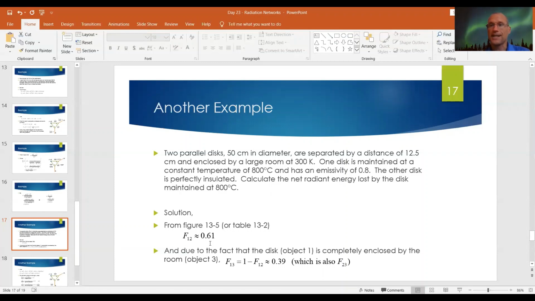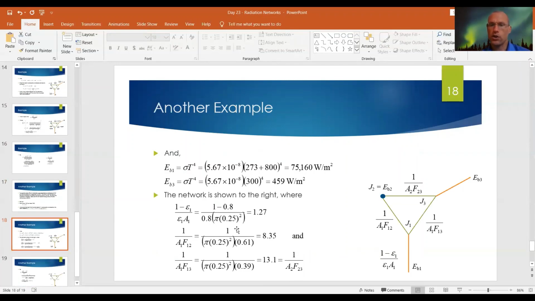Also, just like the last example, a very large room that's basically around both discs. So the discs are either going to hit each other or they're going to hit the rest of the room. Whatever they don't hit from each other is the rest of the room. So F13 is 0.39, 1 minus F12. And same thing for F23, because F21 is also 0.61. So F23 is 1 minus F21. So same number for that.